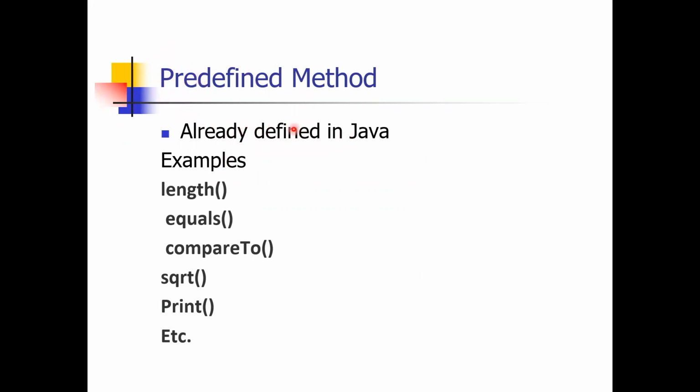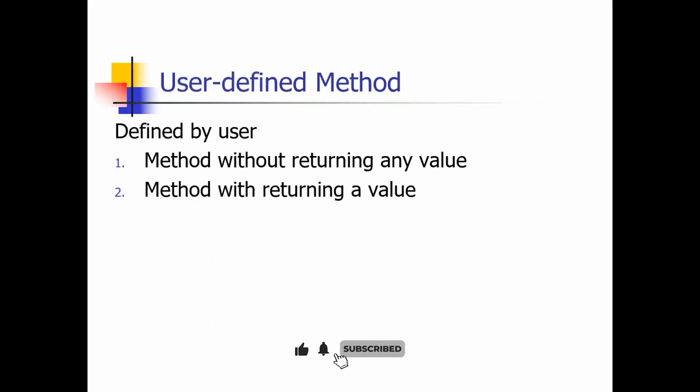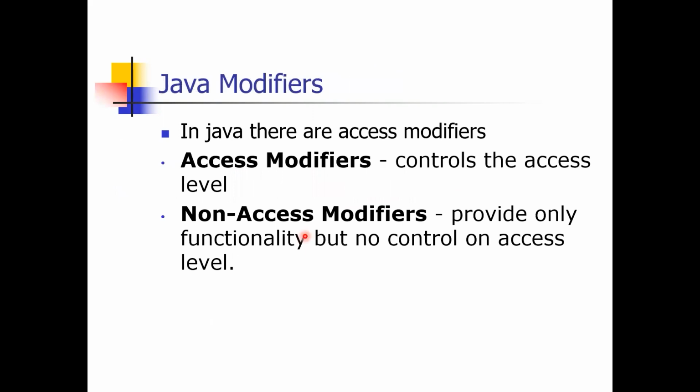Predefined methods are already defined. For example, length calculates the length, equals calculates equality, compareTo calculates comparison, sqrt calculates the square root, and print prints something. These are predefined methods. User-defined methods can also be defined by the user, either without returning any value or with returning a value. So this is all about methods.